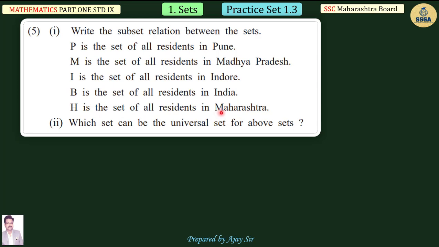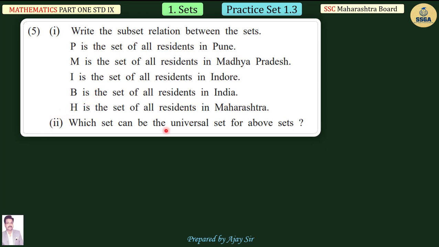Now Pune is one of the cities of Maharashtra. So here we can write P is a subset of H, and Maharashtra is one of the states of India. So therefore H is a subset of B. Indore is one of the cities of Madhya Pradesh. So therefore we can write I is a subset of M. Madhya Pradesh is one of the states of India. So therefore we can write M is a subset of B. So therefore we will write all possible subset relations.